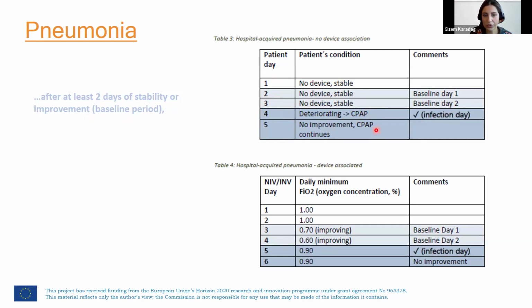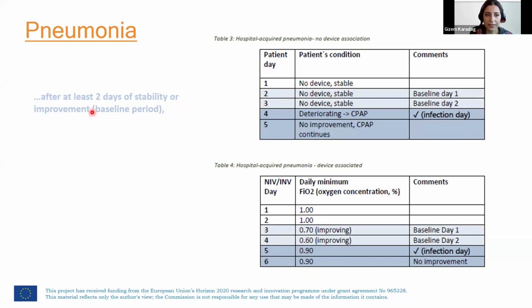CPAP continues. In this example, the patient already receives respiratory support with relatively high oxygen demand on the first 2 days. On day 3 and 4, the oxygen demand decreases and the patient is improving, which are our baseline periods, again, day 1 and 2. And then in these dark blue days, the respiratory state again deteriorates and oxygen demand again gets higher.